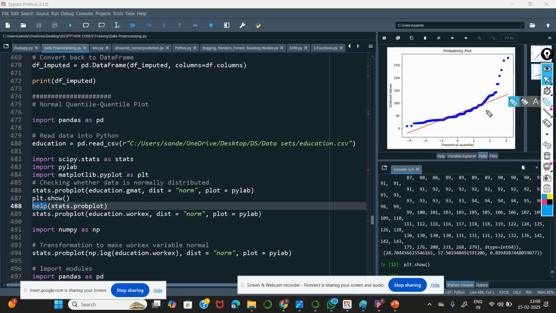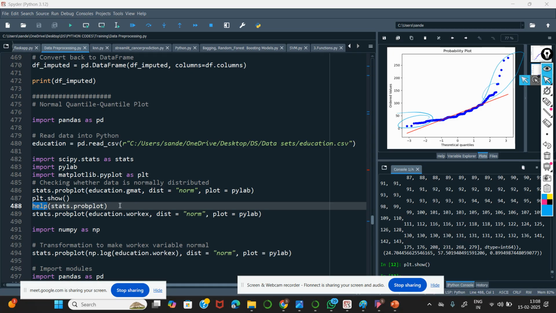Now tell me, is it normally distributed? Is your data points normally distributed? Are all the points coming over the line? No. All the points are not coming over the line. Why? Because as you can see here, see these things. These are not part of your line. That means still here we can say that data is not normally distributed.